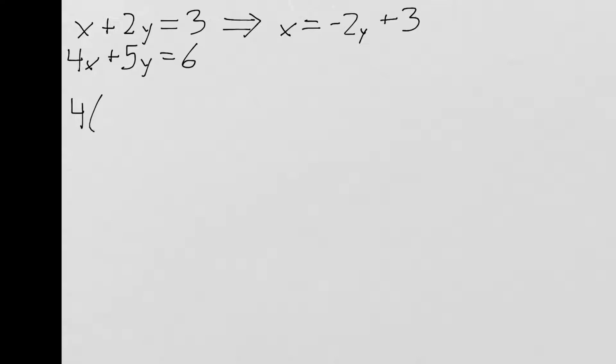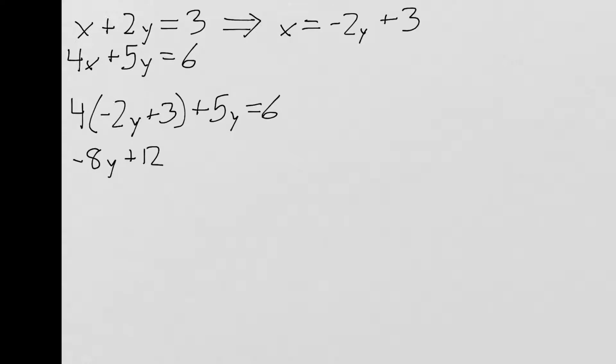So 4 times negative 2y plus 3 plus 5y is equal to 6. So now I can simplify that by distributing the 4, so I get negative 8y plus 12 plus 5y is equal to 6. Combining like terms, I get negative 3y plus 12 is equal to 6.